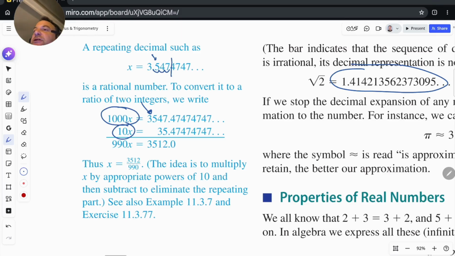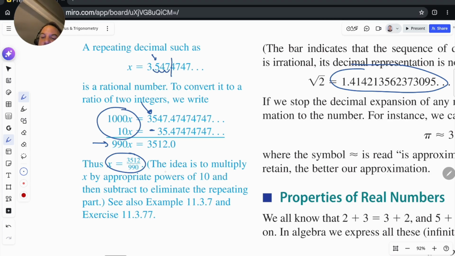And then we're using elimination through subtraction to eliminate the repeating part. So we'll set this up as such, and we will subtract. 1000x minus 10x will get us to 990x, and we'll subtract 35.4747 on and on from 3547.4747 and so on. And that's how we get to 990x equals 3512.0. Now we're ready to finish solving this algebraically. We'll get to x equals 3512 over 990.